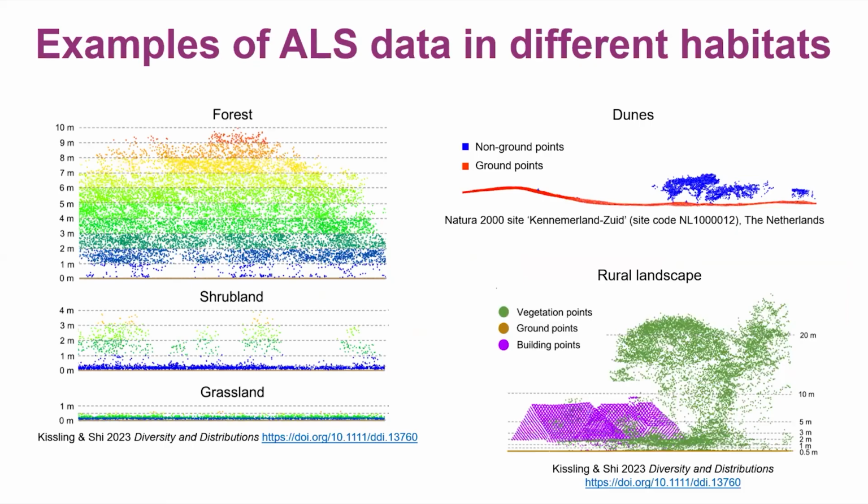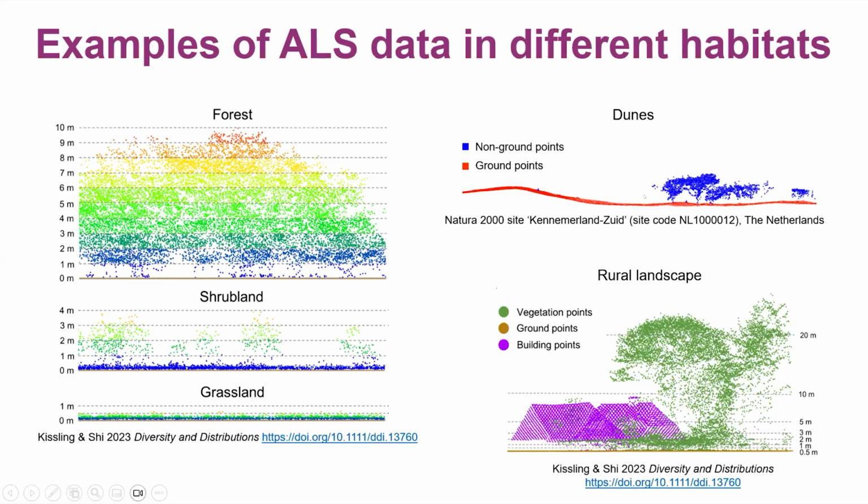And here are a few examples of airborne laser scanning point clouds from different habitats. On the left, you can see examples from forest, shrubland, and grassland. The points here are colored again by height, and you see that in the forest you have much more information available. For shrubs, you also have quite a bit of information, but for grasslands, it's often difficult to distinguish, for instance, individual trees, individual grasses, and it is also much harder to actually differentiate the ground level from low vegetation.